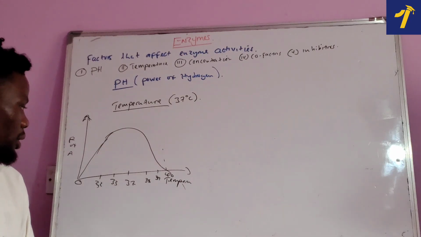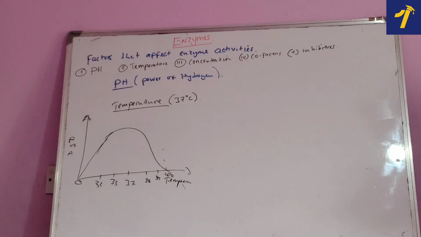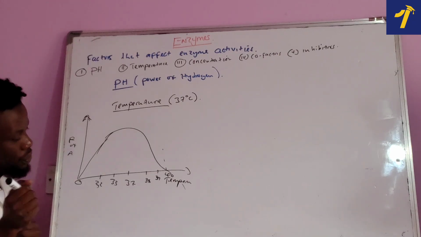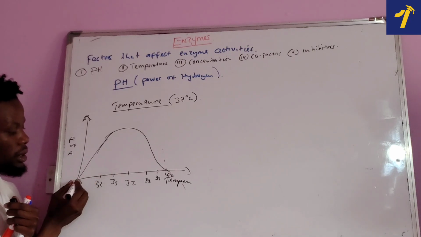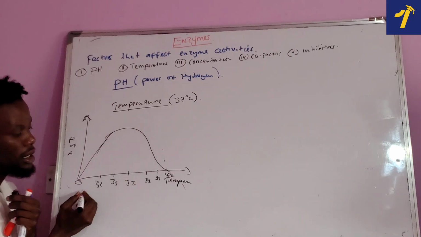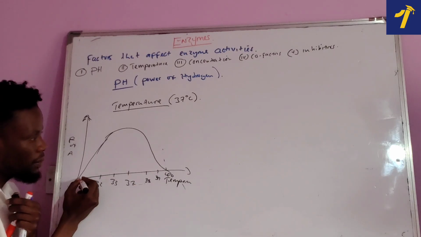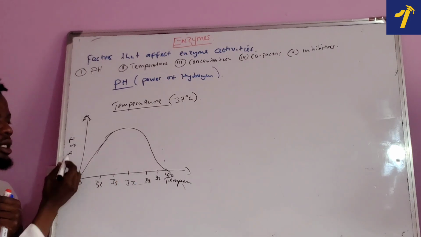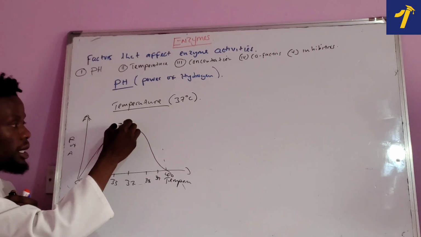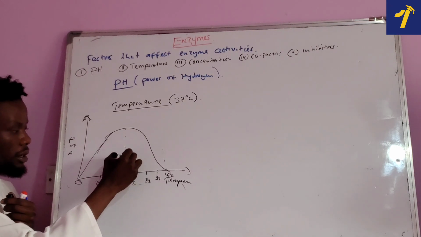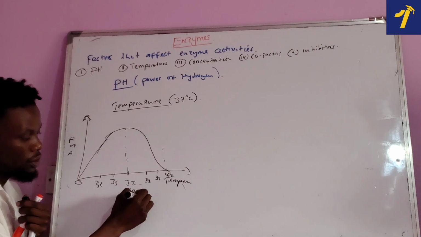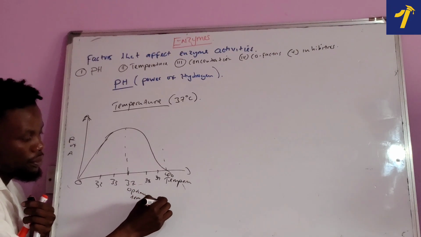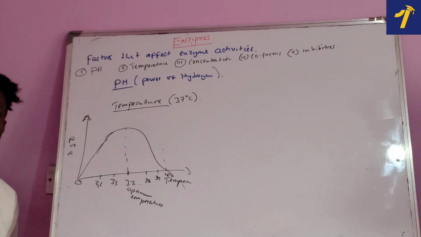Now, the question they can ask you is, what did I say? From 0, as you increase the temperature, if I'm going like this, I'm increasing the temperature here. So as I increase the temperature, I'm also increasing the rate of enzyme activity, up until I reach this 37. This 37 is what we call the optimum temperature. What is optimum temperature?